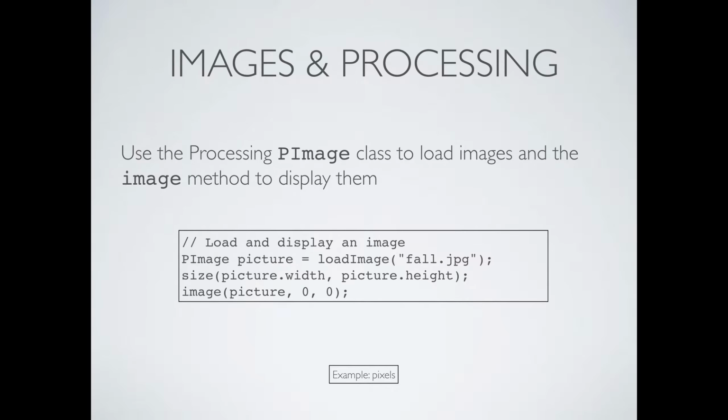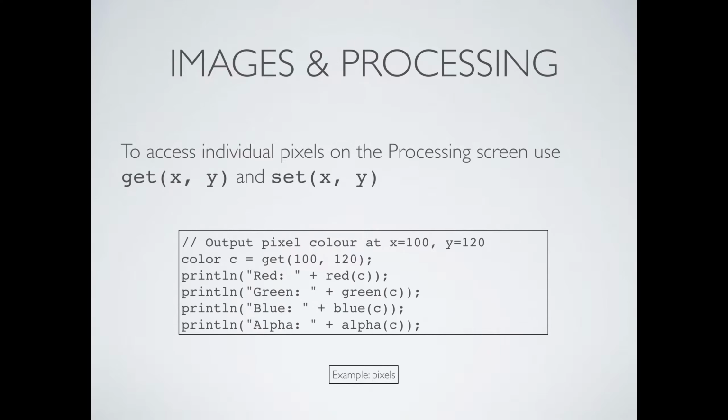So that's the PImage class and the image method for displaying images, and also the get method for getting the color of individual pixels out. And I should point out that there is a complementary set method which allows us to actually set the color of an individual pixel. So again, if we want to change the color of a pixel, we can do that too.